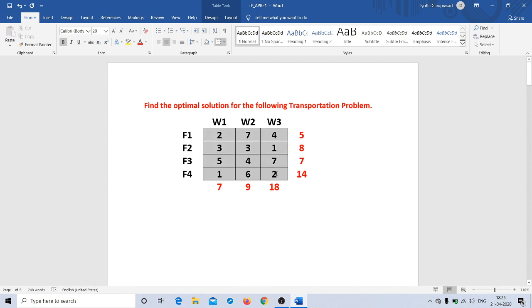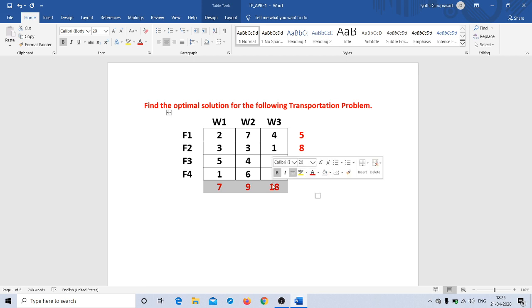to warehouse is given like this, which is highlighted in front of you, and the supply from each factory is 5, 8, 7 and 14. Similarly, the demand at each warehouse is 7, 9, 18. Right? Now the total supply comes out to be 20 plus 14, 34, and the total demand is 7 plus 9, 16 plus 18, 34. Now since supply and demand are the same, this is called a balanced transportation problem.